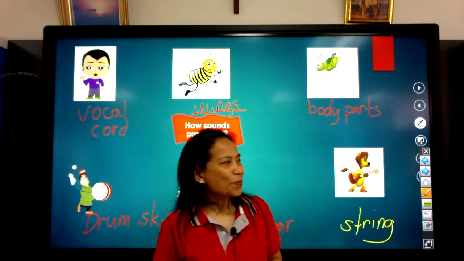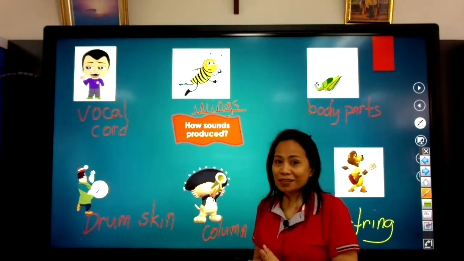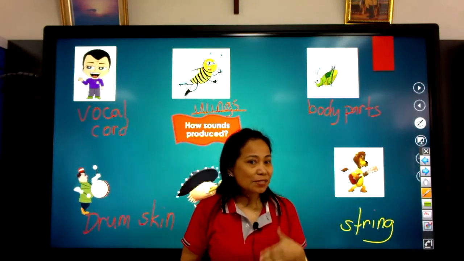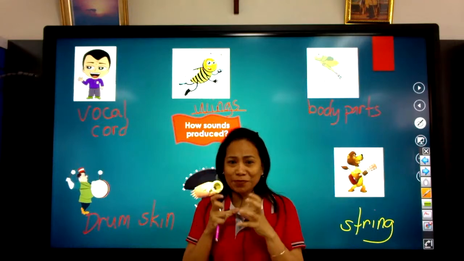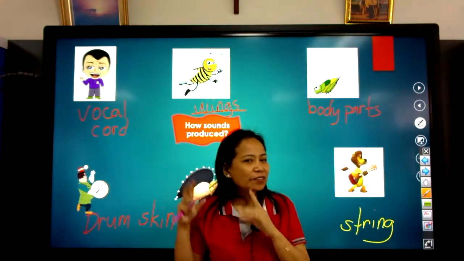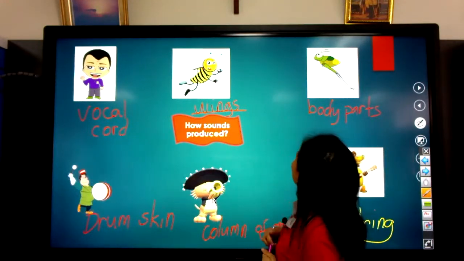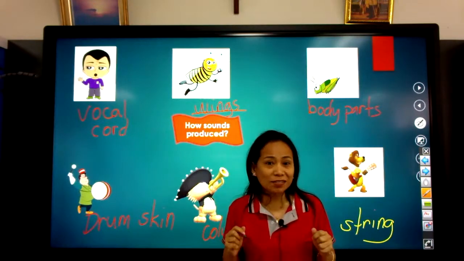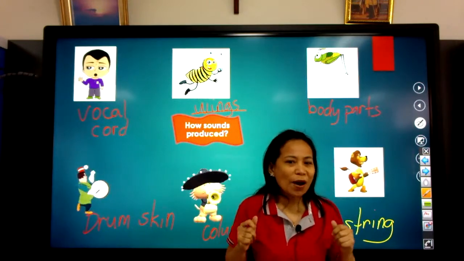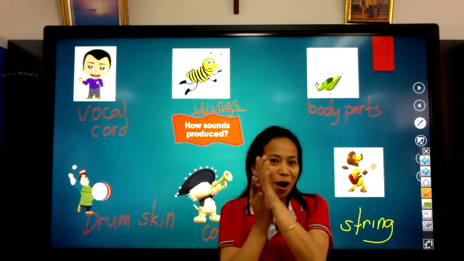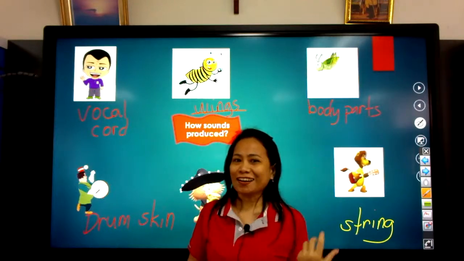I'm glad that you remember all of this, because sound comes from vibration, not only in one particular part. Humans produce sounds by our vocal cords, while the bee produces sound not from the mouth but from its wings. You hear the buzzing sound because their wings vibrate very fast. The body parts of the grasshopper also produce sound. They don't have a mouth to produce sound, right? They have body parts that rub. And then the string of the guitar.